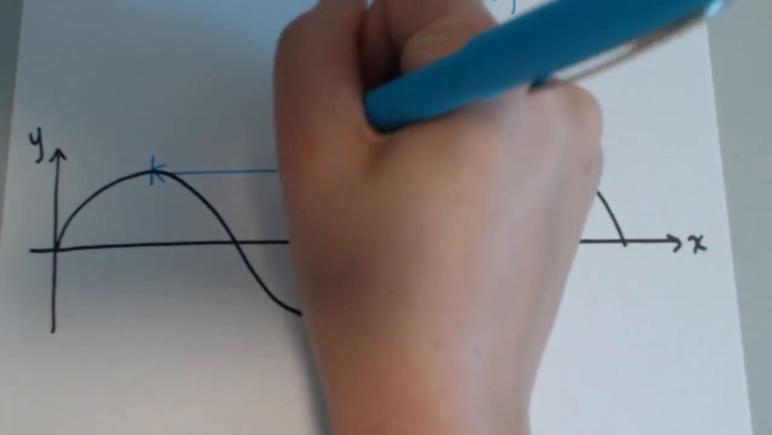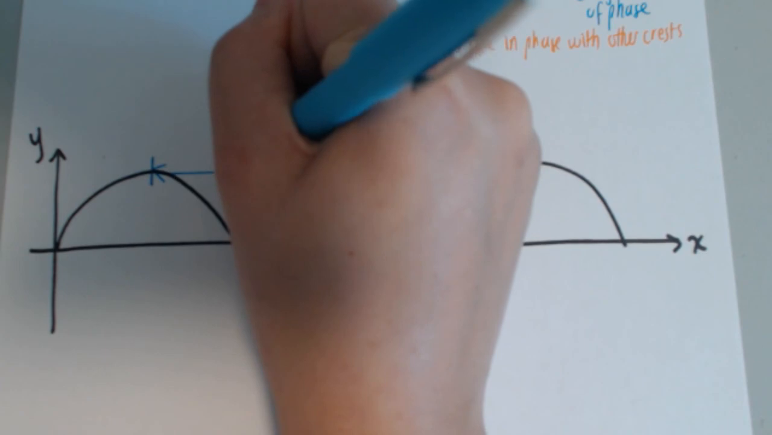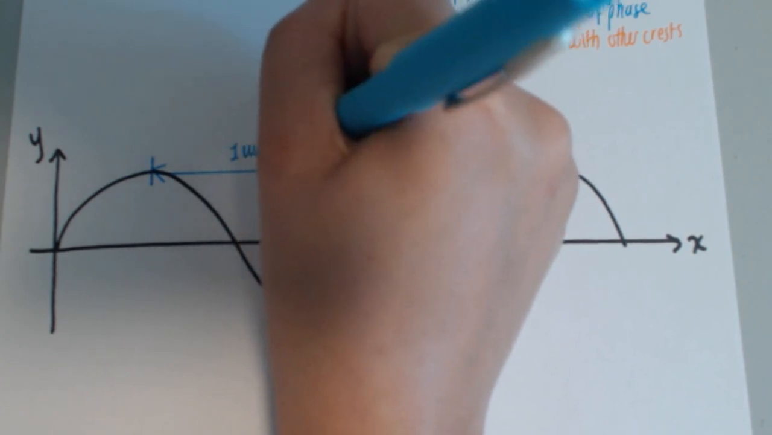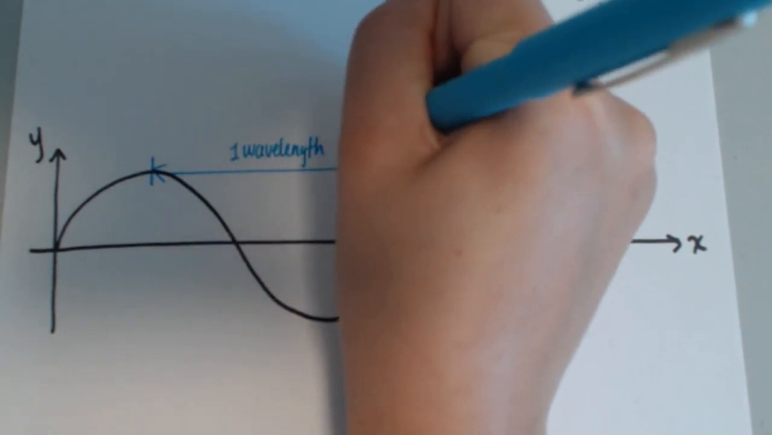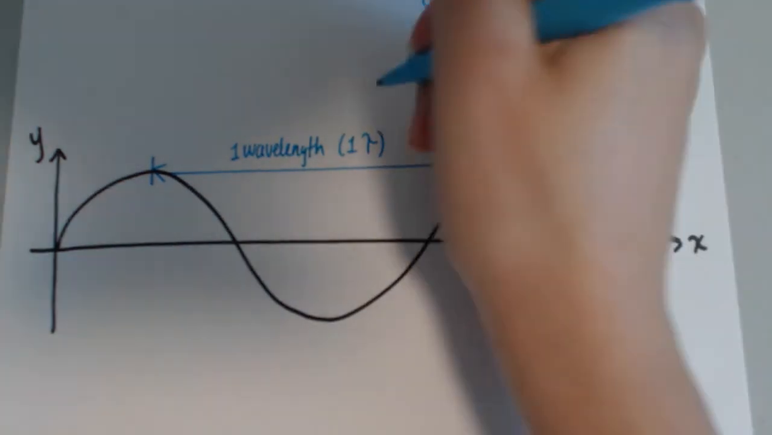Now the symbol for wavelength, so let me just write it like this. One wavelength, also known as one, and this funky symbol.